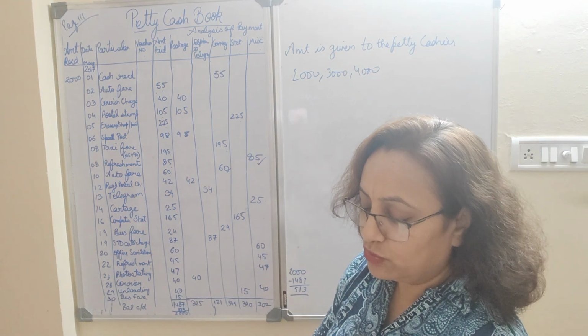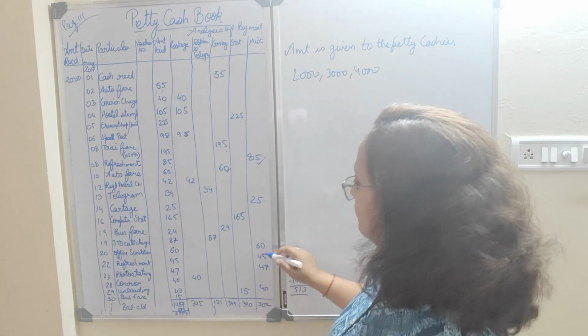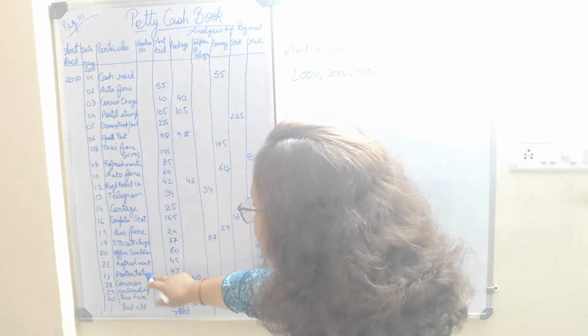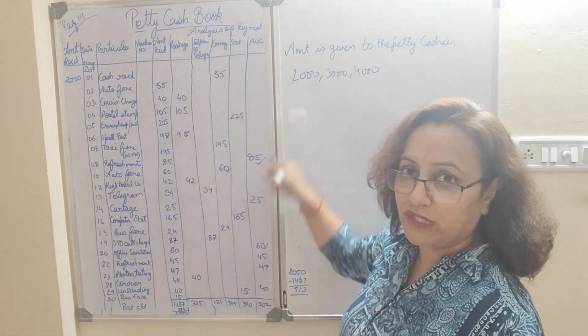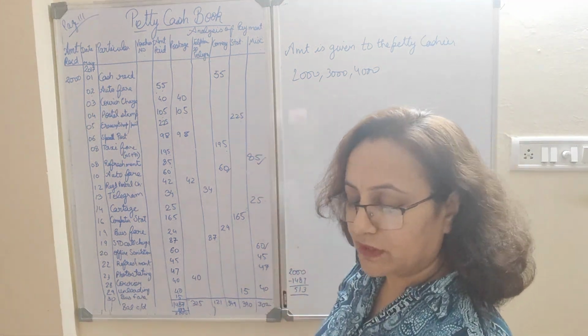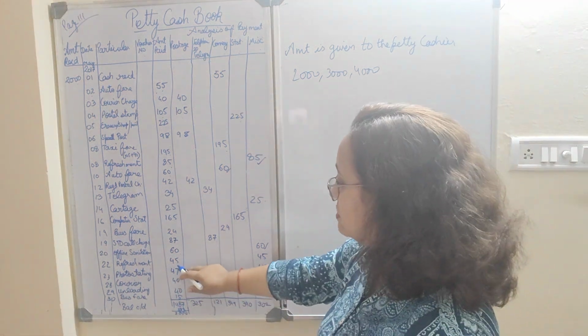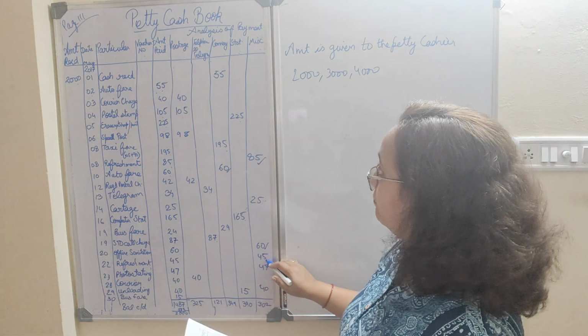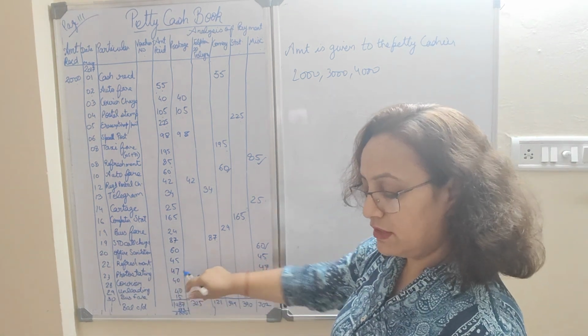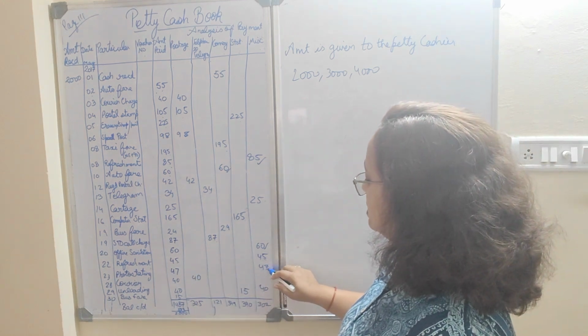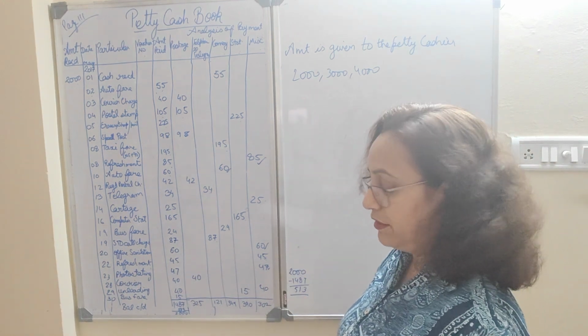Office sanitation including disinfectant, we have 60. It will go in miscellaneous because it is not suiting in any other column. Then we have refreshment, 45. It will go in miscellaneous. Then we have photostating 47. Photostating is also miscellaneous. It will also go in the miscellaneous head.